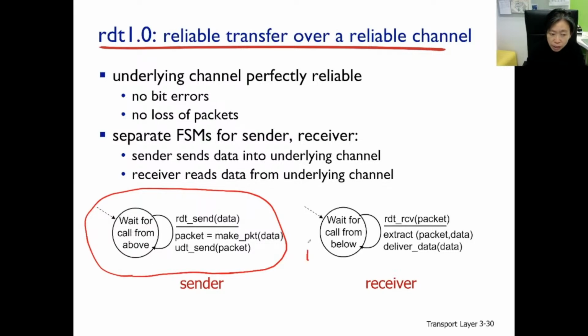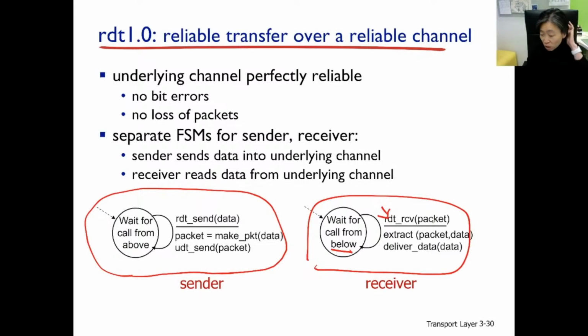Similarly, at the receiver side, when RDT receive is called from below, the receiver side of RDT 1.0 will just extract data out of the packet and deliver the data up to the application layer.